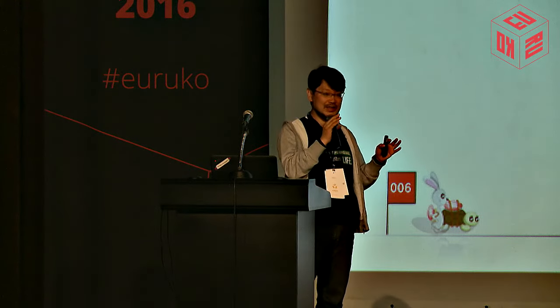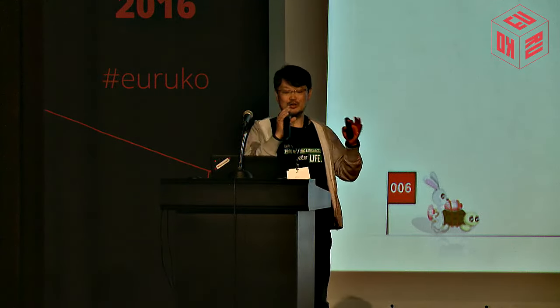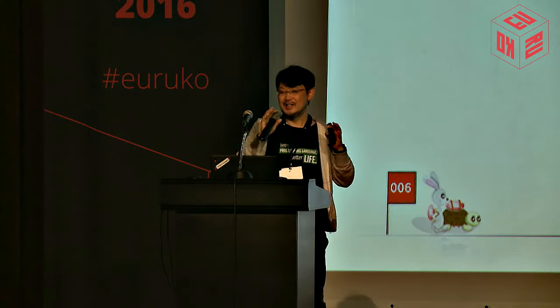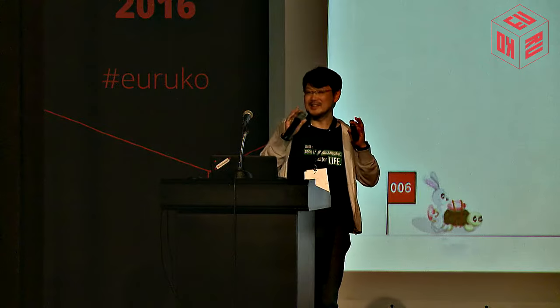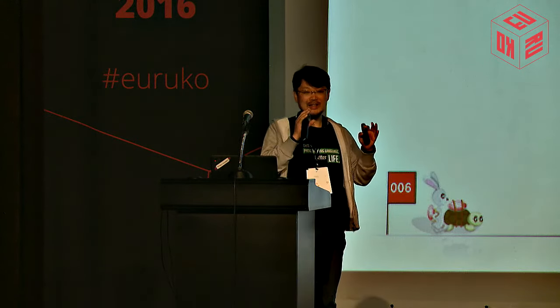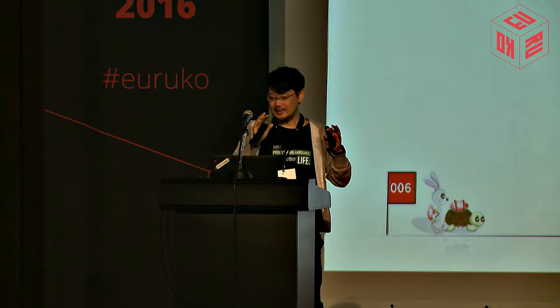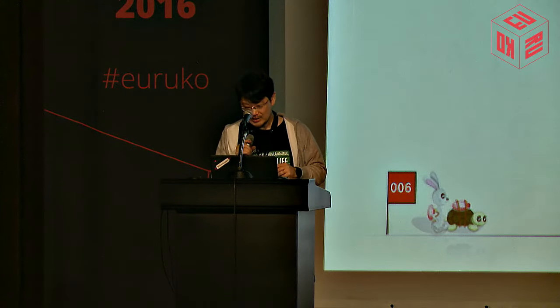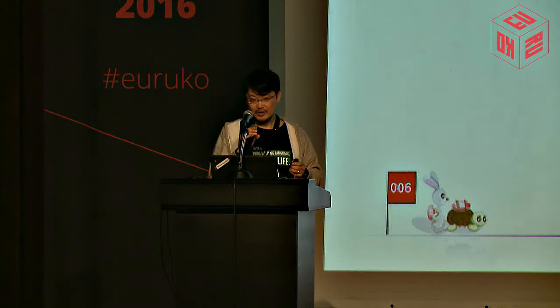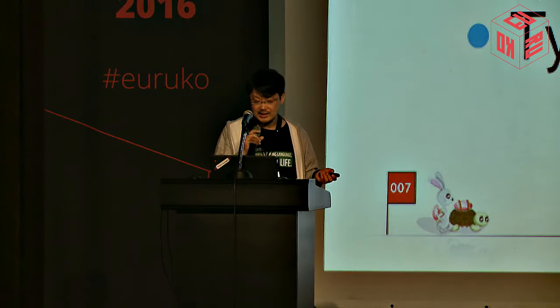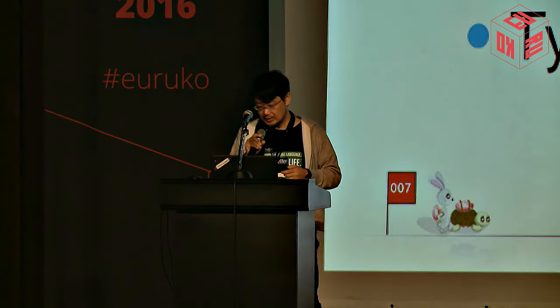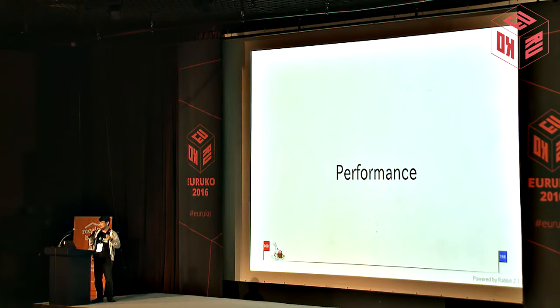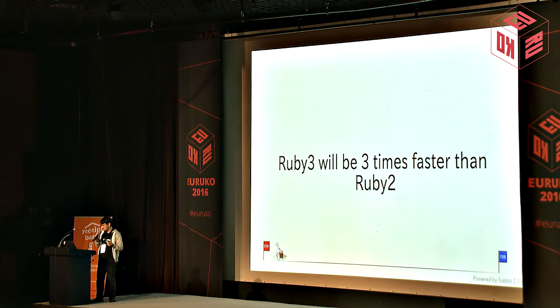So for Ruby 3, despite the fact that we are trying to introduce many dramatic features, we try our best to keep compatibility, except for very slight ones. The key features for Ruby 3 will be performance, concurrency and typing. For performance, we have some kind of slogan or key phrase: Ruby 3 times 3. That means Ruby 3 will be 3 times faster than Ruby 2.